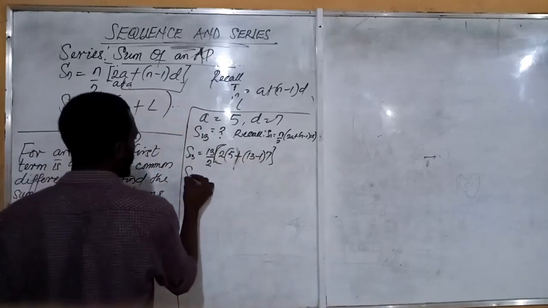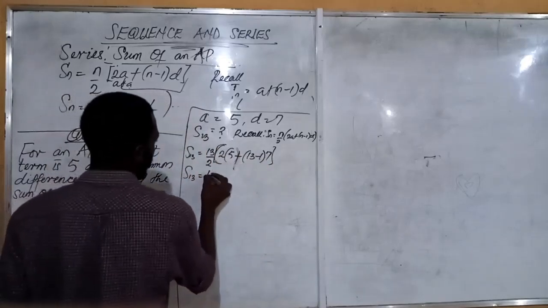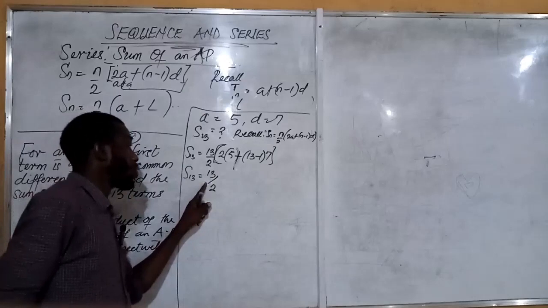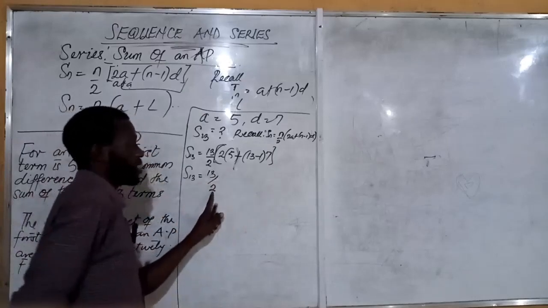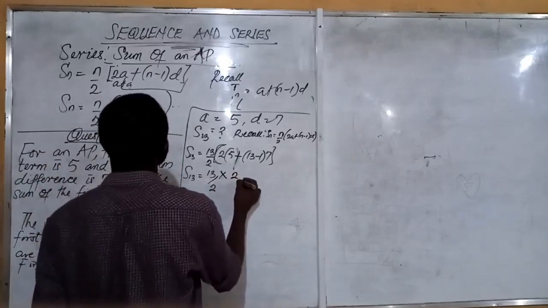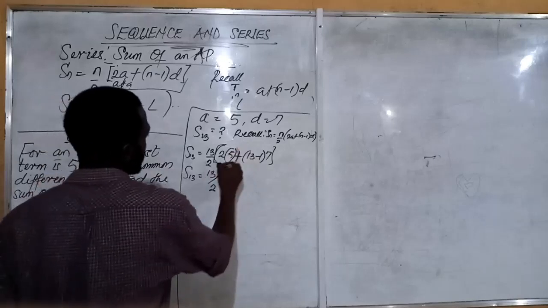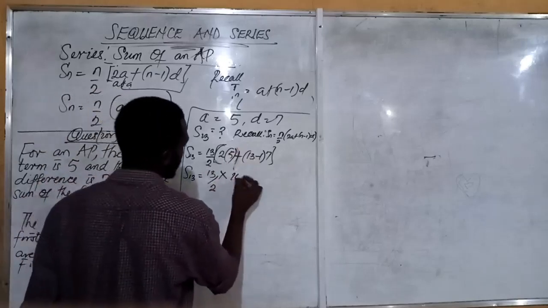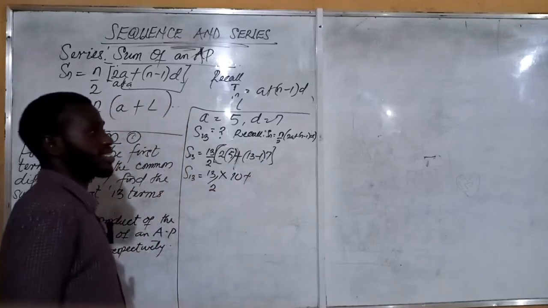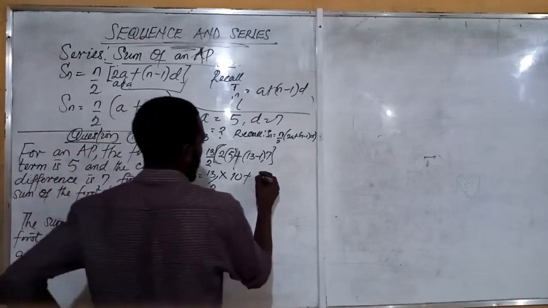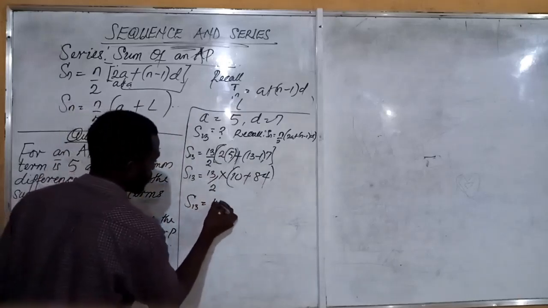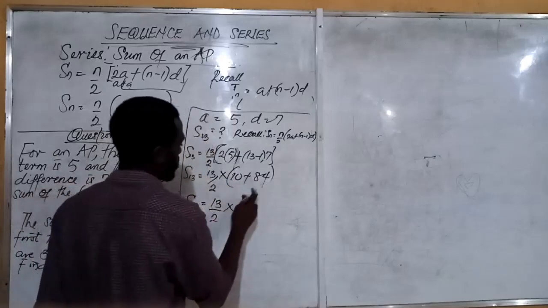So S13 will be equal to 13 over 2. Now, I will not put this as 6.5 yet, because I could have a value that this might be able to cut. I don't know yet, but let's go on. Multiplied by 2 times this plus this, so this becomes 10 plus 12 times 7, that is 6 times 7, 42, times 2, that is 84. So I have S13 equal to 13 over 2 times 94.